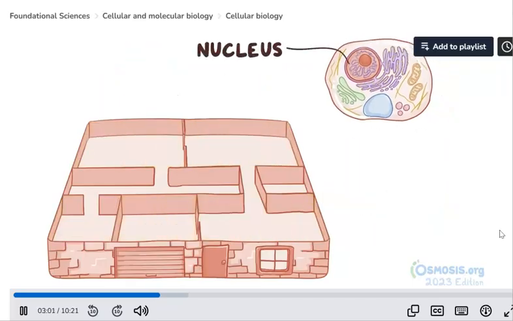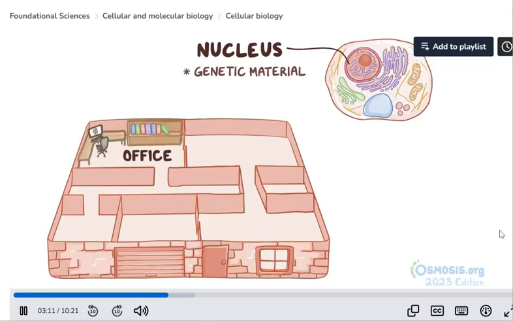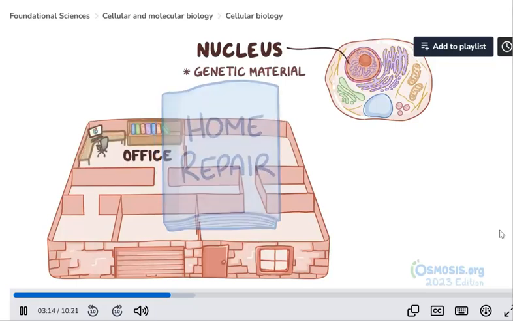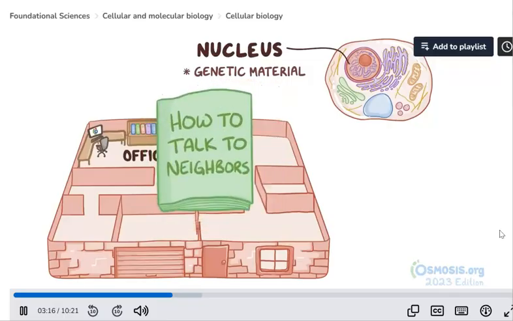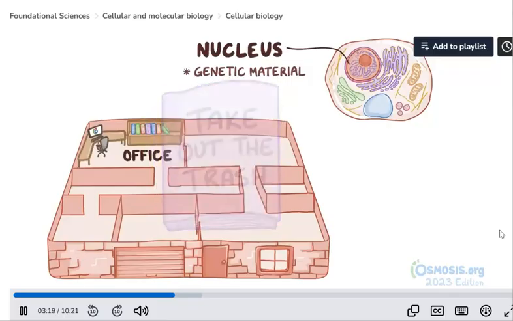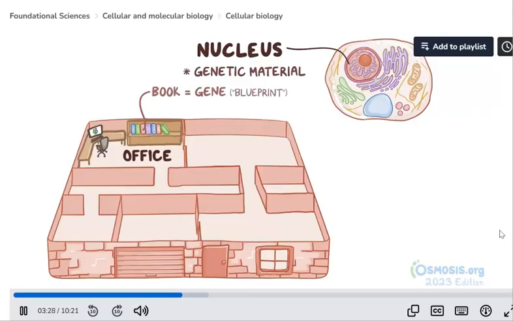Now, the nucleus is a highly specialized organelle, and is home to our genetic material. In terms of rooms, you can picture the nucleus as the office, with bookshelves containing various books and manuals. How to do home repair, how to do interior remodeling, how to talk to your neighbors, how to take out the trash, and so on. Extending the analogy, each book would be like a gene that contains the exact information, kind of like a blueprint, that's needed to build a specific protein.